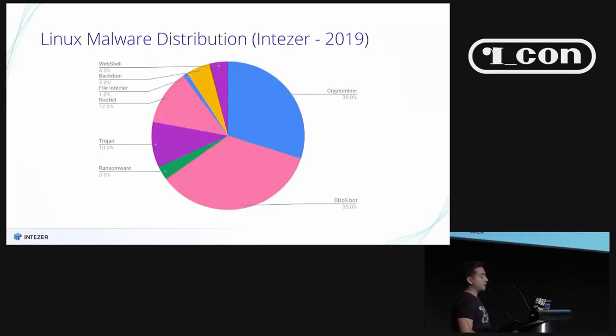The Linux threat landscape has a completely different distribution than other ecosystems, such as Windows or Android, and it really depends on the visibility you have for the devices that you have. This is a very average diagram of the current distribution of malware today. We can see there is a big ratio of crypto miners and DDoS bots, but there are also other kinds of malware like file infectors and rootkits, as in other ecosystems.